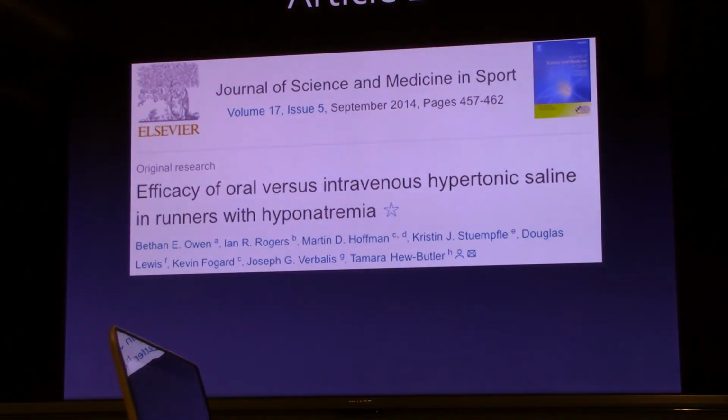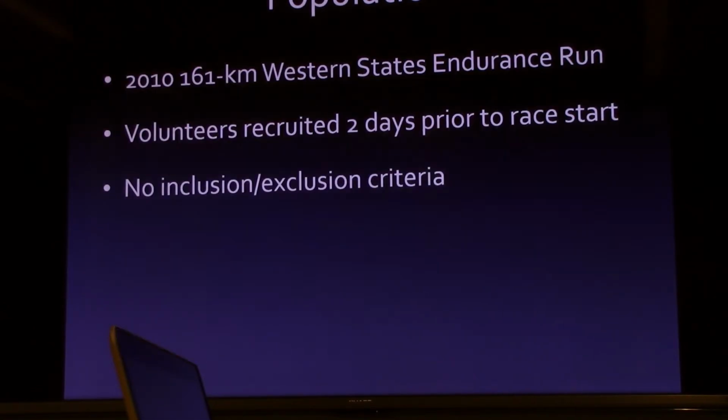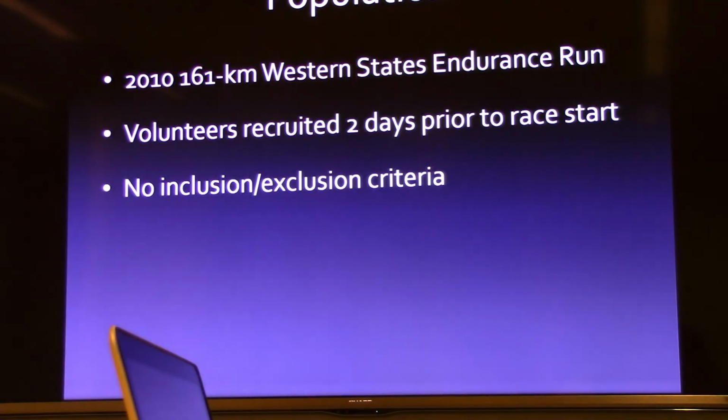The second article that I'm going to review is the efficacy of oral versus intravenous hypertonic saline in runners with hyponatremia, and this was published in the Journal of Science and Medicine and Sport in 2014 by Owen et al. Population in this case consists of participants in the 2010 161-kilometer Western States endurance run. There were volunteers that were recruited 2 days prior to race start, and there were no specific inclusion or exclusion criteria.